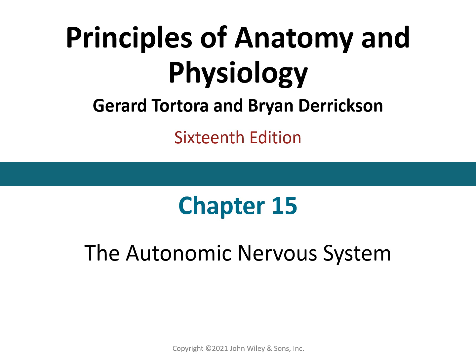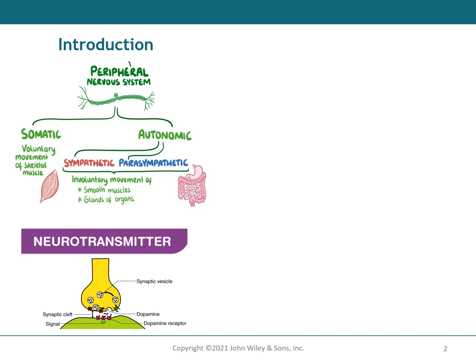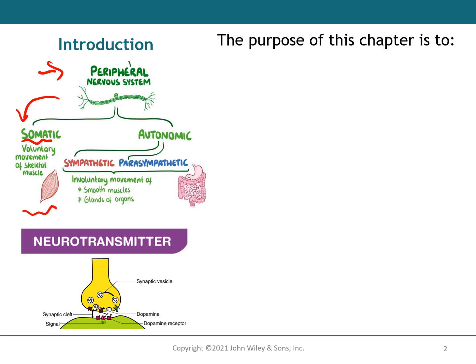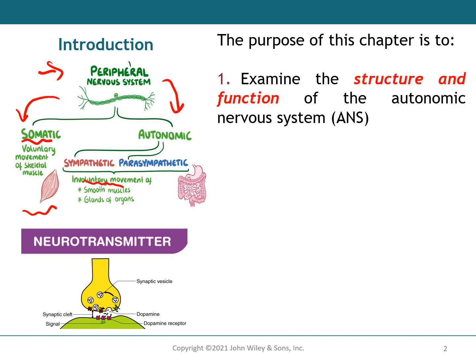Now we're going to move into chapter 15, the autonomic nervous system. In previous classes, we have talked about the peripheral nervous system, and we have mainly focused on the somatic section of the peripheral nervous system that controls the voluntary movement of skeletal muscle. In this chapter, the goal is to study the other branch, the one that is in charge of involuntary movements. So the first thing that we're going to do is examine the structure and function of this autonomic nervous system.